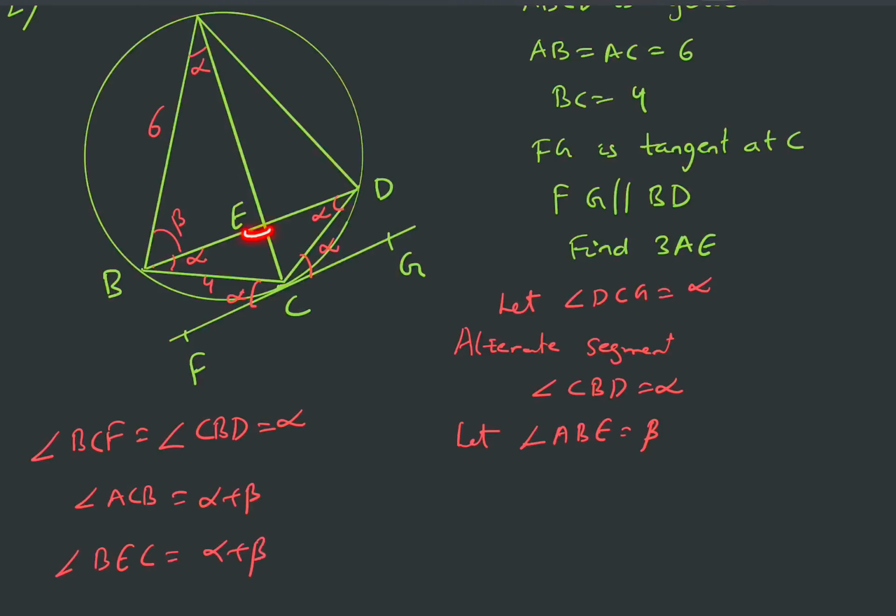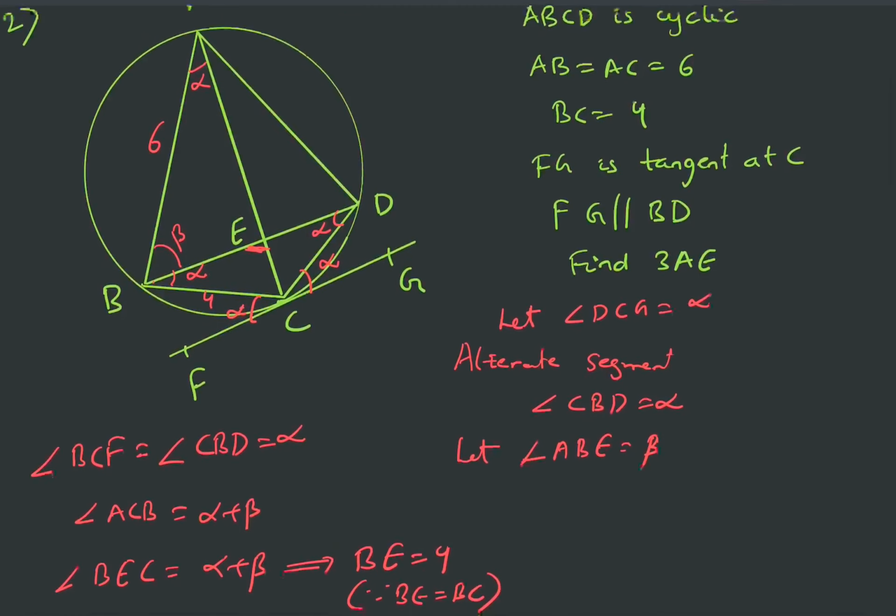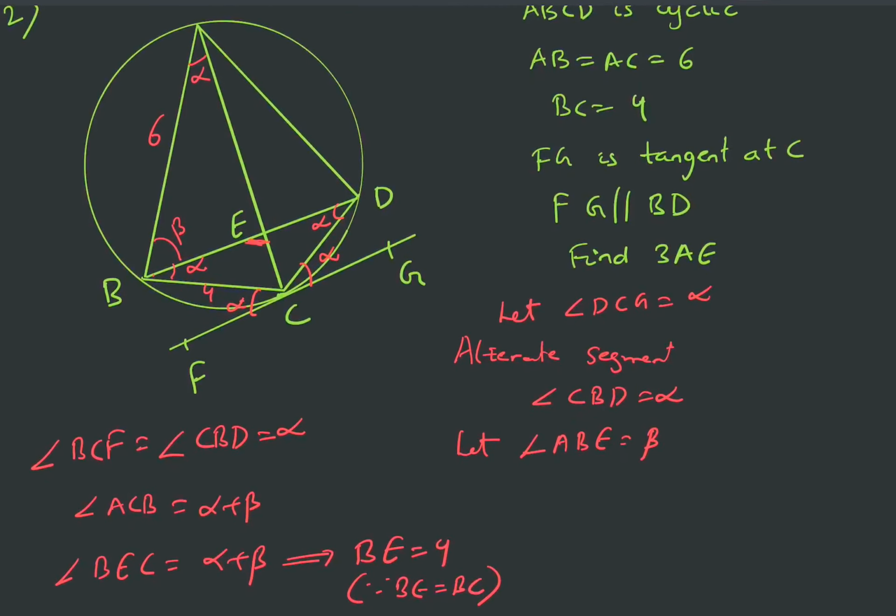Now since this angle is alpha plus beta and this angle is alpha plus beta, you can say that BE is equal to BC is equal to 4. So this simply implies that BE is equal to 4, since BE is equal to BC. Okay, so now let us consider the length of AE as x. So let AE is equal to x.